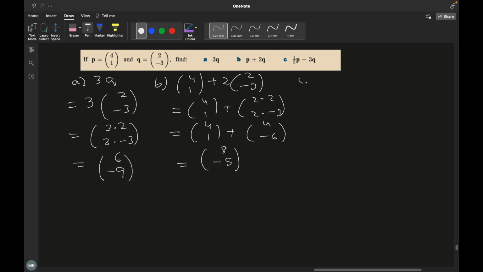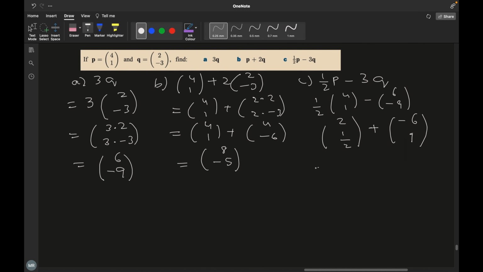And now let's do c. It's half p minus 3q. We've already found 3q, so we'll just sub that in. But half of p would be this. It would be 2 and half, plus minus 6, 9. When we add these, we get minus 4 and 9 and a half. So this is how you do addition, subtraction, and multiplication.